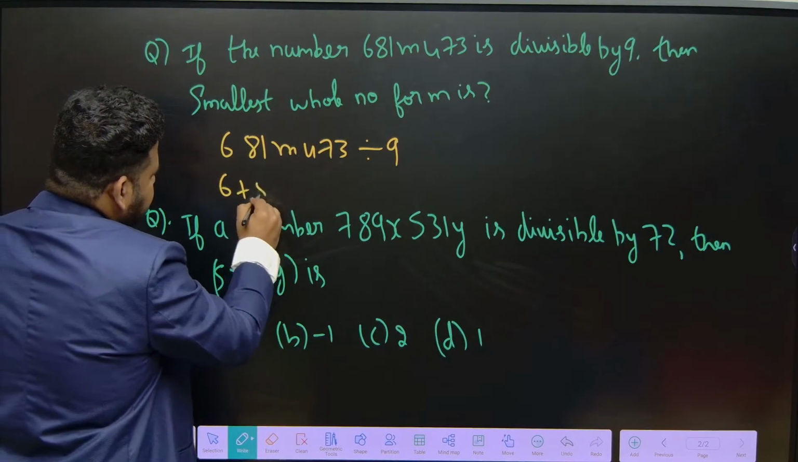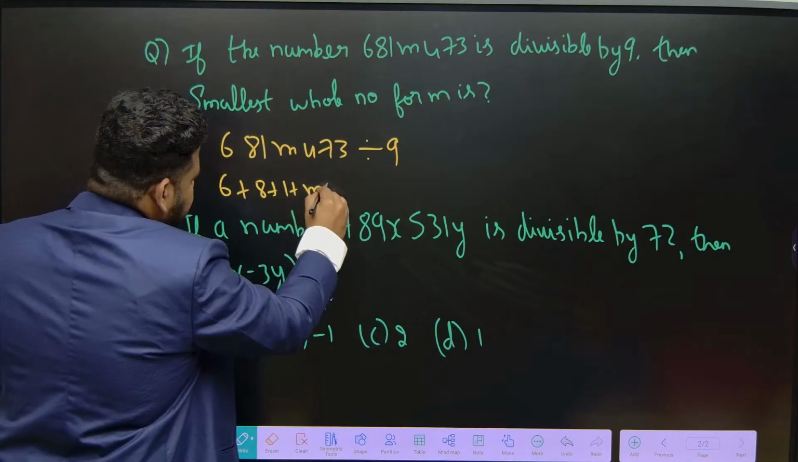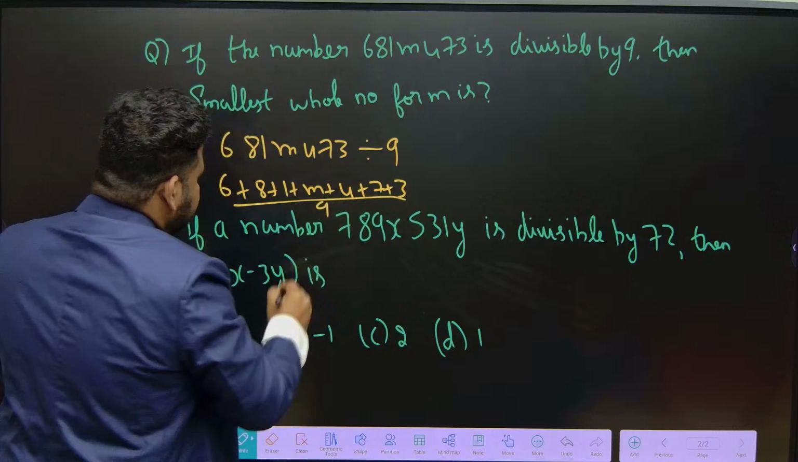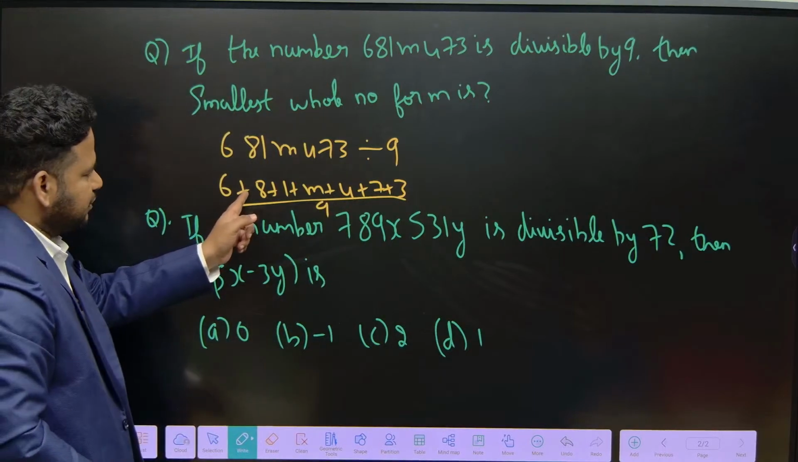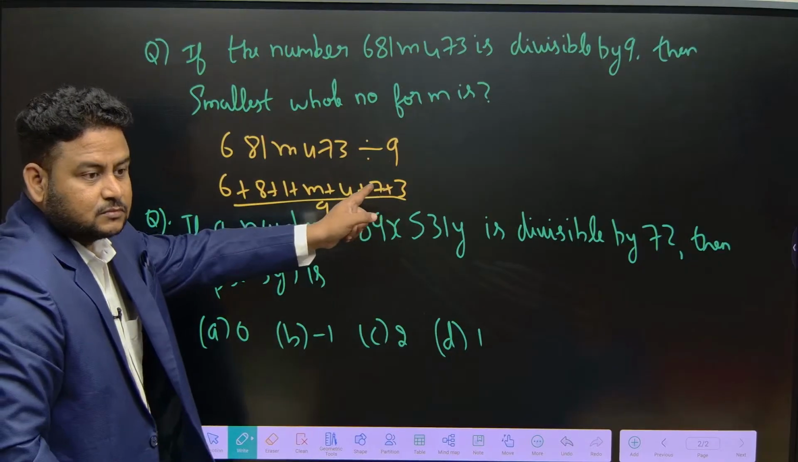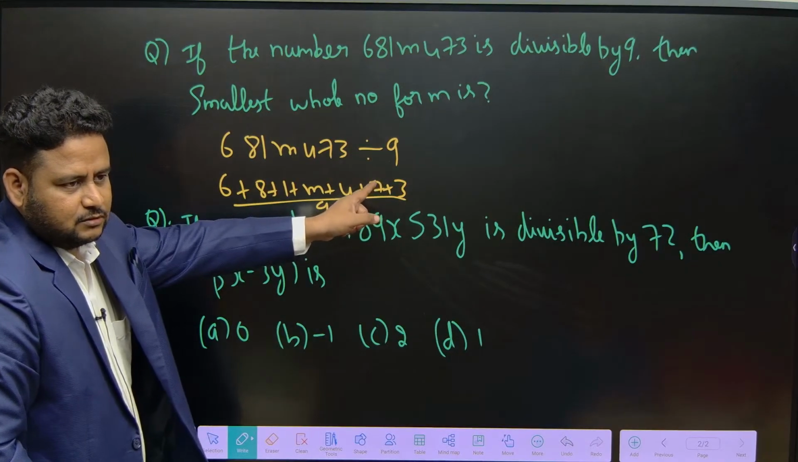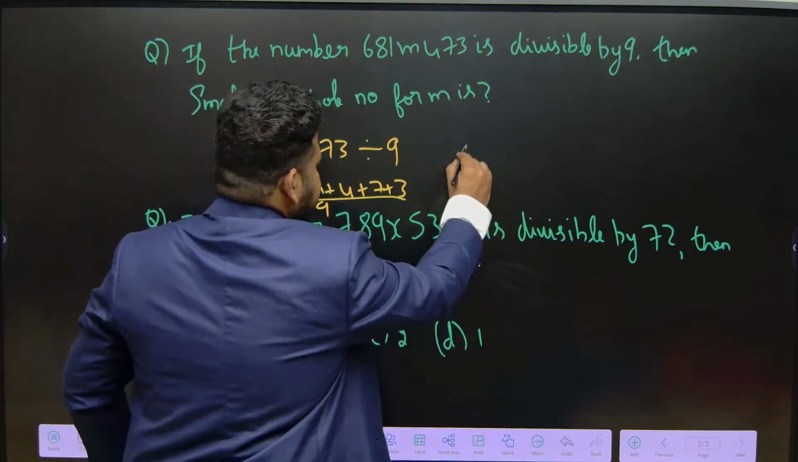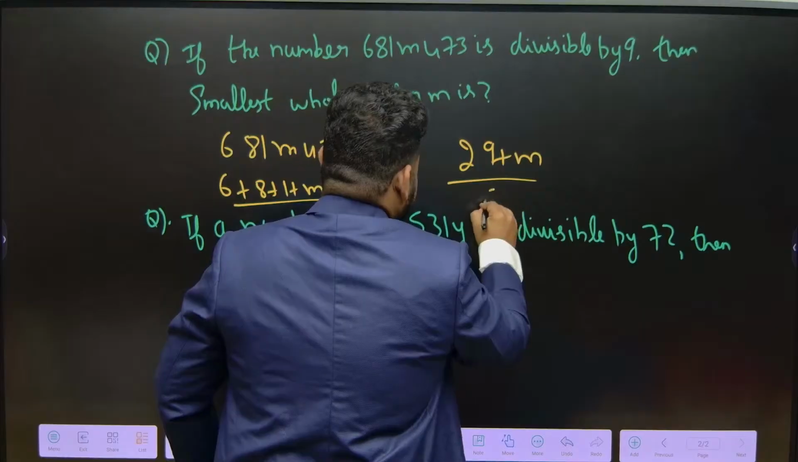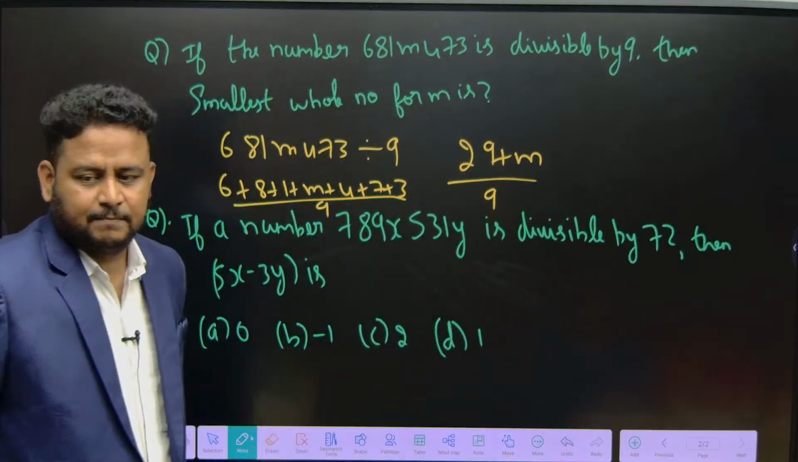6 plus 8 plus 1 plus M plus 4 plus 7 plus 3 is divisible by 9. Correct? So what is the value we get? 6 plus 8, 14, 15, 19, 26, plus 3, 29 we are getting. So we are getting (29 plus M) by 9.